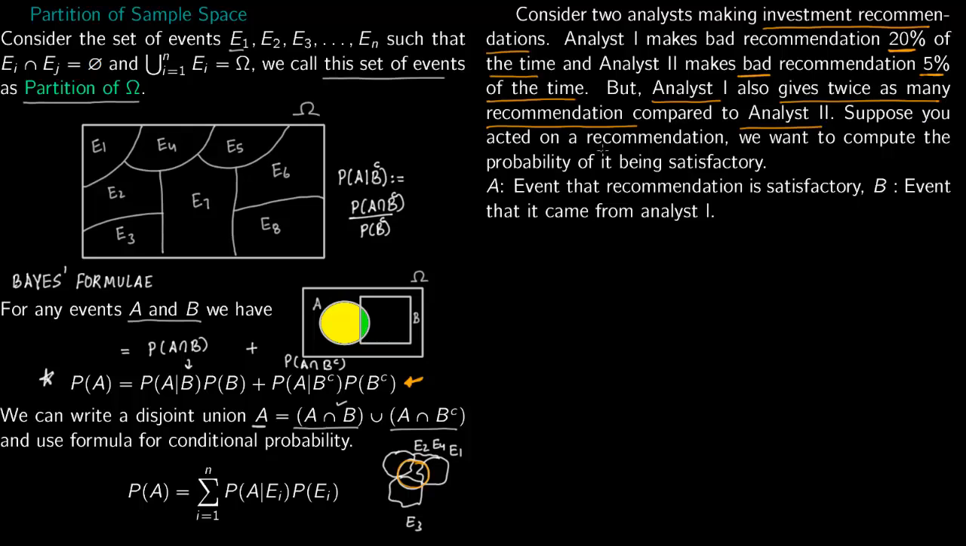Suppose you acted on a recommendation. You do not know whether this recommendation came from analyst 1 or analyst 2. We want to compute the probability of the recommendation being satisfactory.